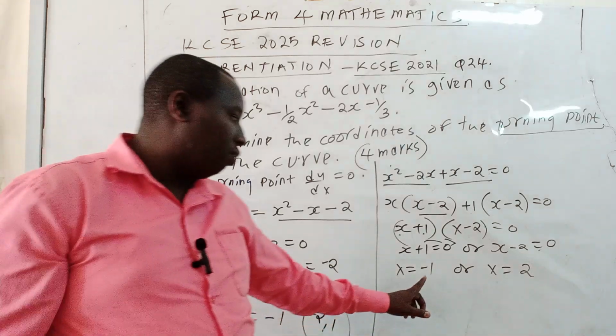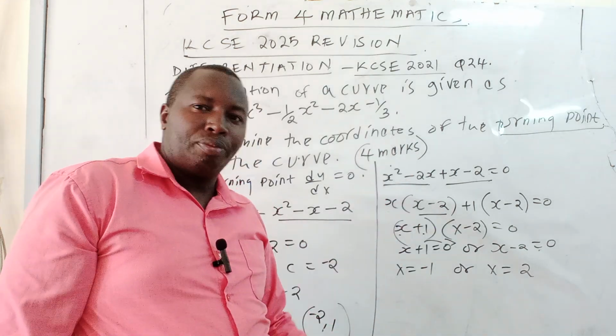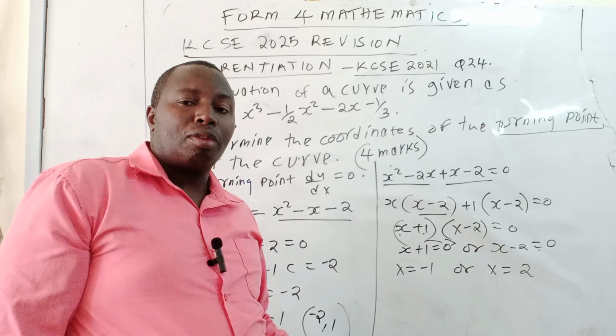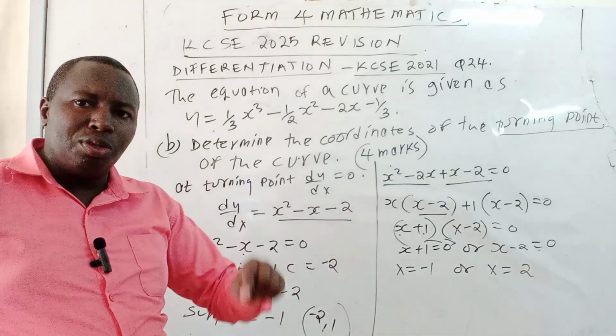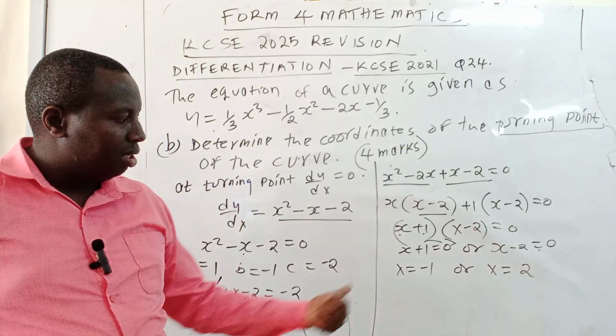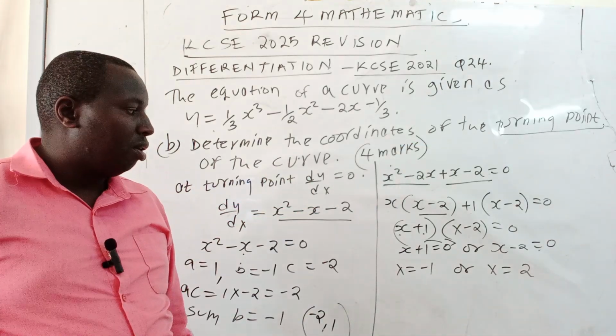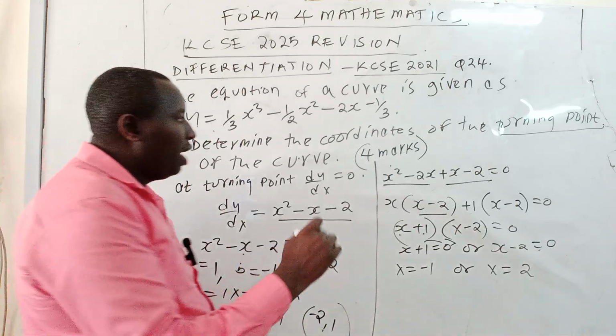Now you already have the value of x is negative 1, or x is equal to 2. Remember, this is KCSE 2021, and we are using this question to revise for the KCSE 2025. This question, x equals to negative 1 or x equals to 2. So therefore, you find y now.